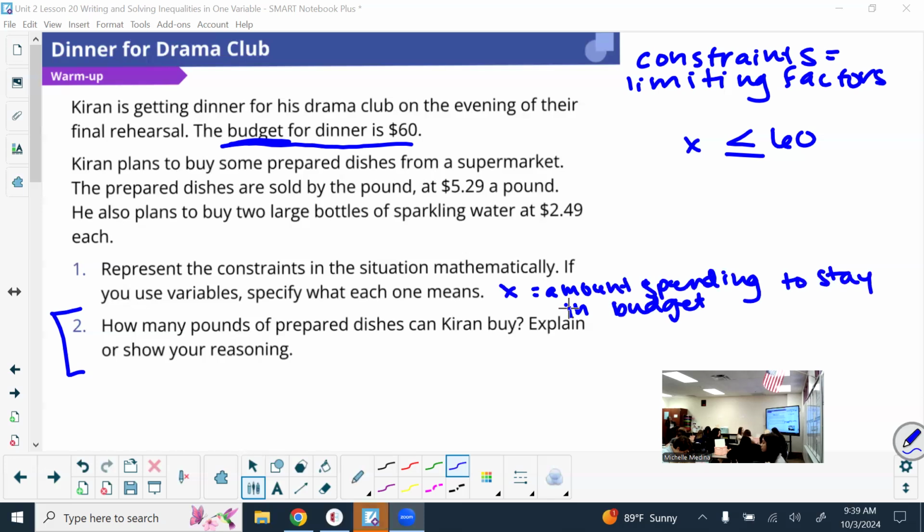All right, table 8. What's another constraint in this little paragraph about Kieran's situation? Okay, so it says prepared dishes are sold by the pound at $5.29. So that is something that's limiting, right? Because of course you also have a budget, you can't buy a whole lot if it's going to go over budget. So then how can I represent that constraint with math? Class? How can I represent $5.29 a pound for the prepared dishes?